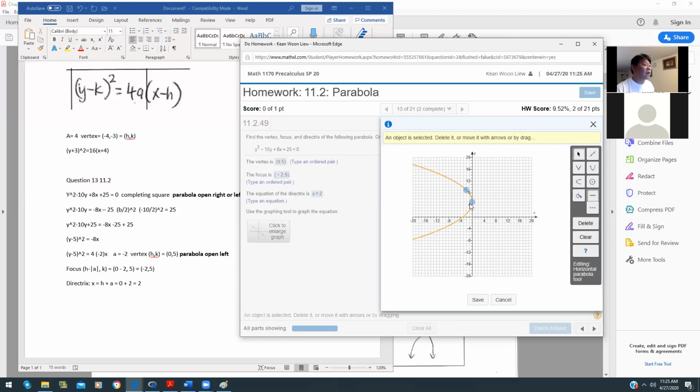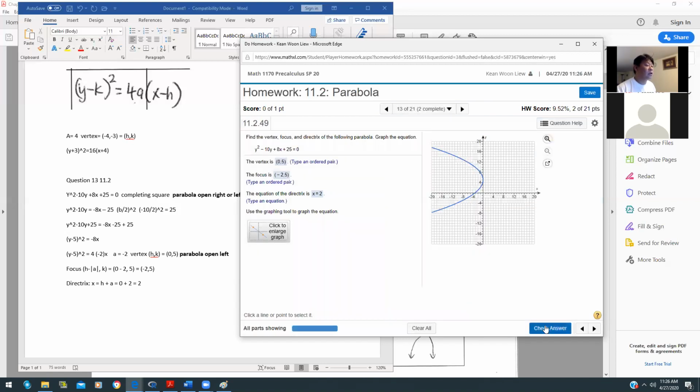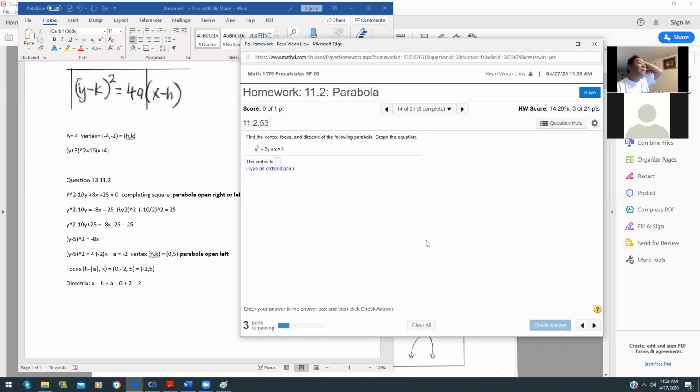So make sure that when you get the vertex coordinates, and how do you find these coordinates? It's called a latus rectum. So you double the A. Since the absolute value of A here is 2, you double it to become 4. So you just move up by 4. Okay. So this is how you graph this equation in this case. So this is how we do your parabola using completing the square.